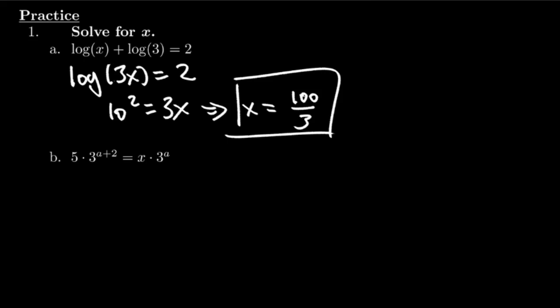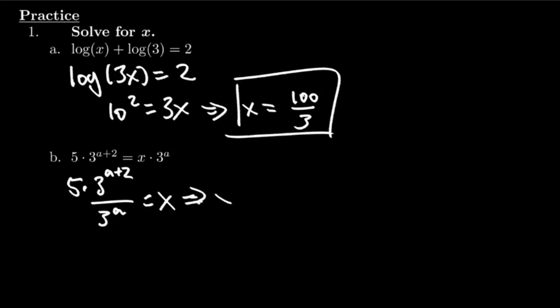Alright, so 5 times 3 to the a plus 2 equals x times 3 to the a. So what in the world can we do with this? Well, we want to isolate a, right? So let's just try to get things away from a. Here we have 3 to the a, so let's just divide that out since it's being multiplied. So we get 5 times 3 to the a plus 2 all over 3 to the a equals x.